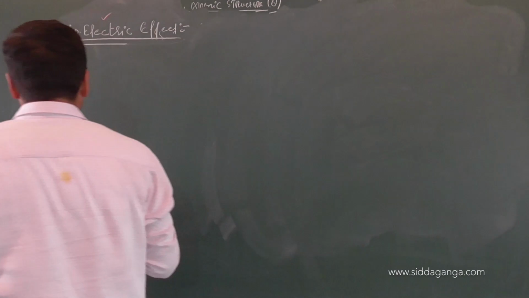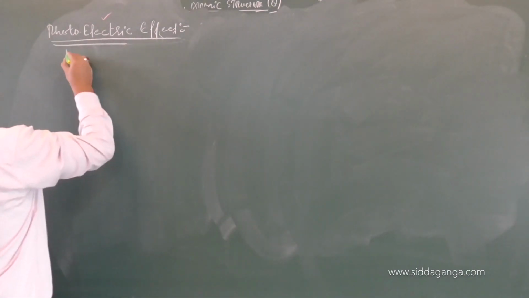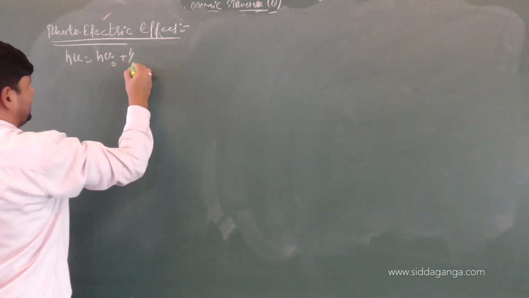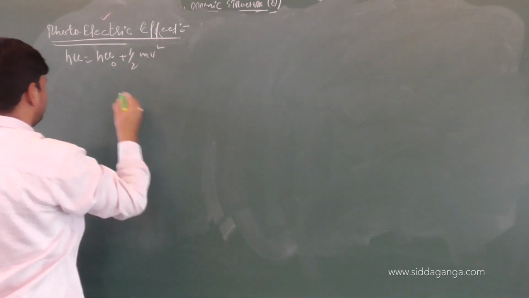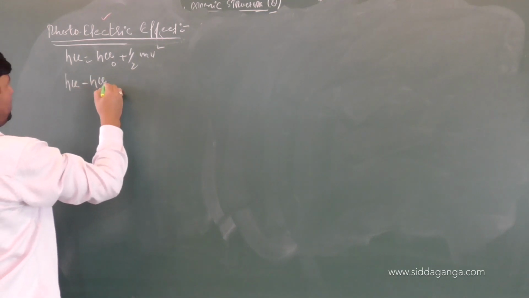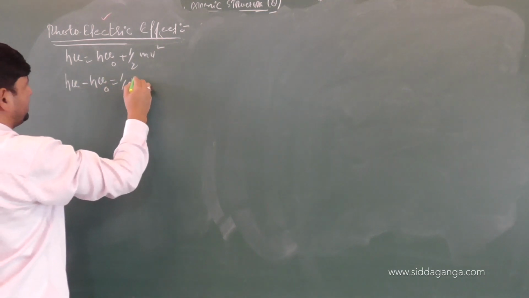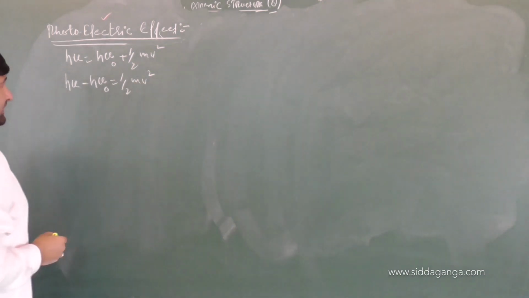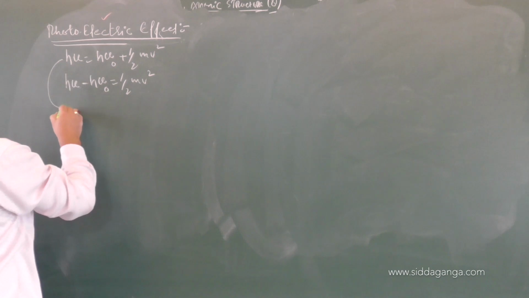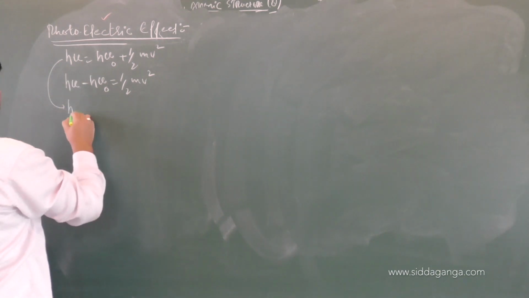So the equation is, children, h nu equals h nu naught plus half of mv square. You can also write this as h nu minus h nu naught will be converted to what? Kinetic energy. Yes. So you can also write this equation like this, right, children?